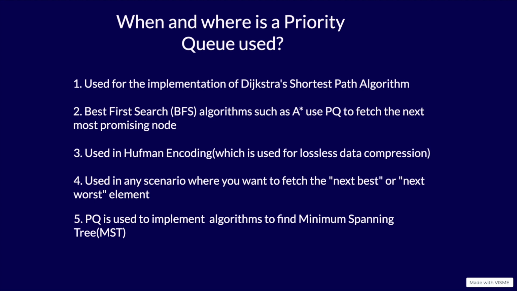Priority queue can also be very handy in scenarios where you want to fetch the next best or the next worst element. Priority queue is also used in algorithms to find the minimum spanning tree. So just in case you want to do that, you can check out priority queue for that. You can see that priority queue is used heavily when it comes to graphs. I think one of the most popular places you use priority queue is in graphs. They are used in other places, but majorly it's in graphs.